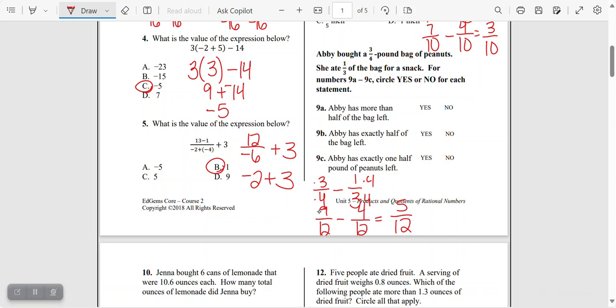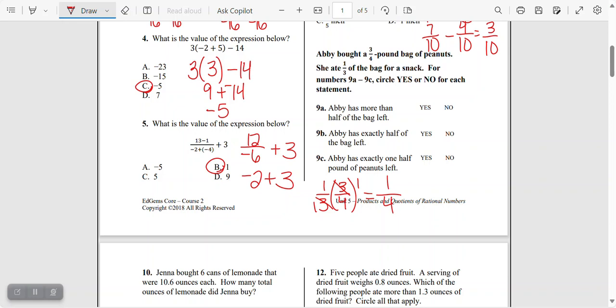Okay, I wondered why this wasn't working out. Scratch this. I wasn't reading it correctly. I thought it said she ate 1/3 of a pound. What it says is she ate 1/3 of the bag. So when you're eating 1/3 of something, that's actually multiplication. Sorry about that. So we're going to multiply 1/3 times 3/4. When we multiply, we can cross cancel. 1 times 1 is 1. 1 times 4 is 4. So she ate 1/4 of a pound.